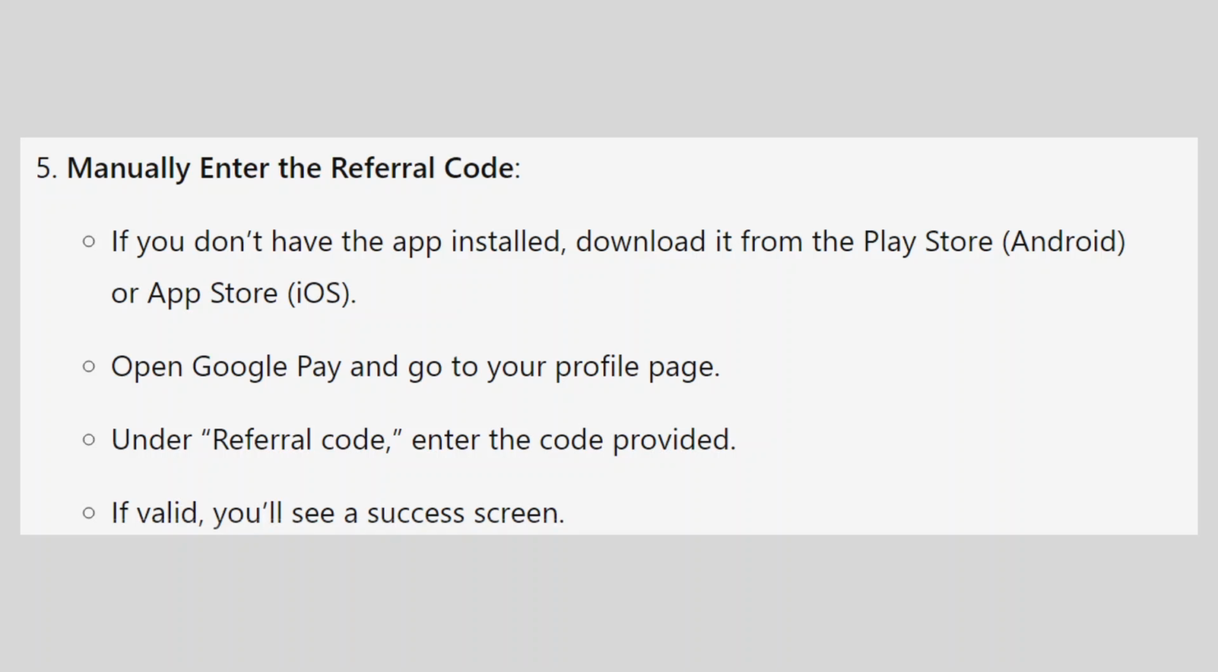Open Google Pay and go to your profile page. Under referral code, enter the code provided. If valid, you will see a success screen. So that is how to put a referral code in Google Pay.